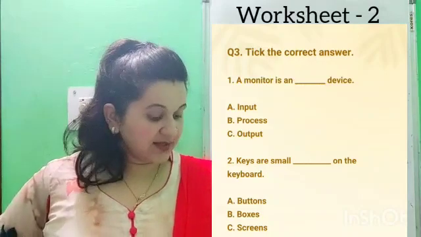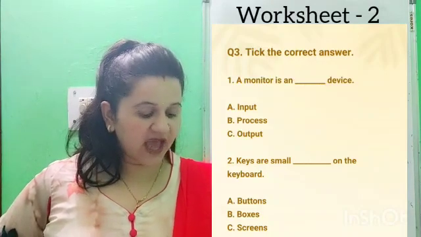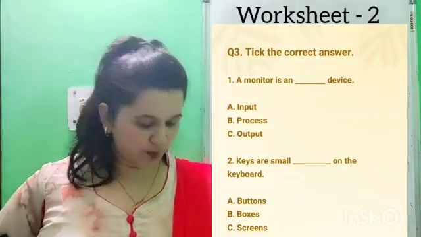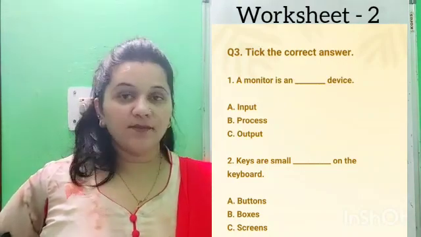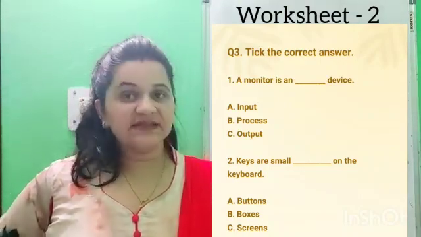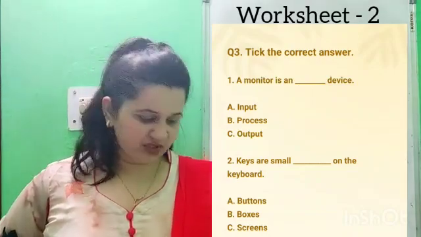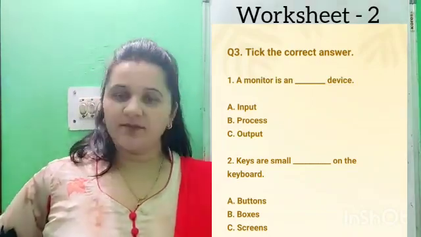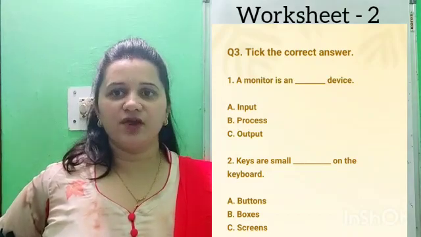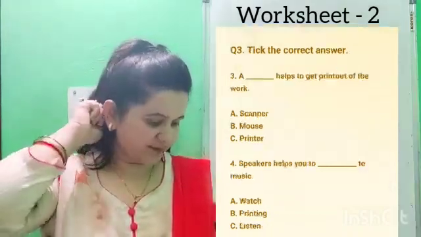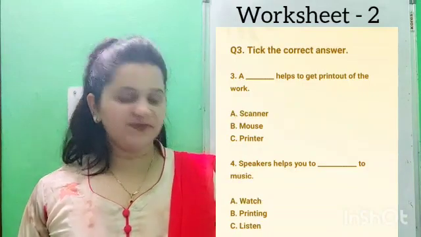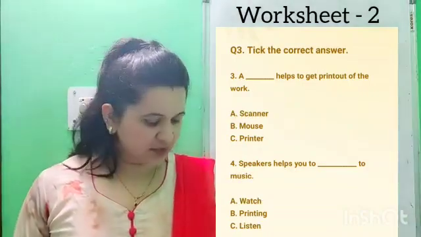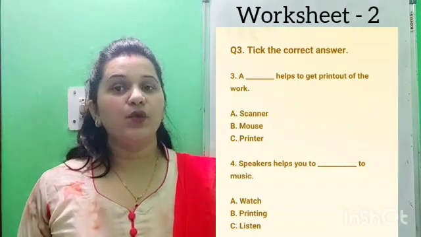Second one, keys are small dash on the keyboard. Options are A, buttons, B, boxes, and C, screens. Whichever is the correct answer, find it out and write it down in your notebook. Okay. Now, third one, a dash helps to get printout of the work.